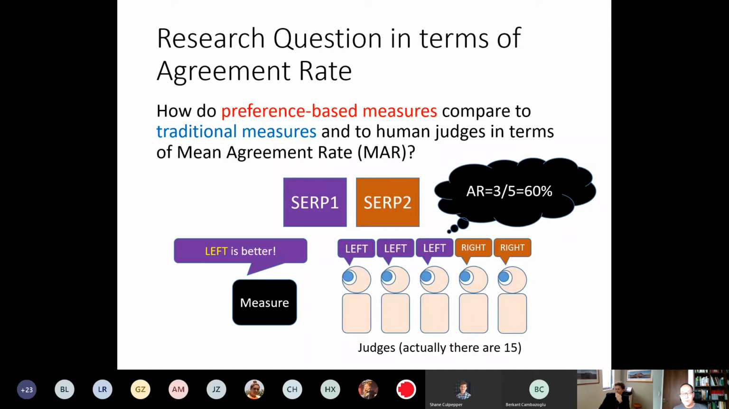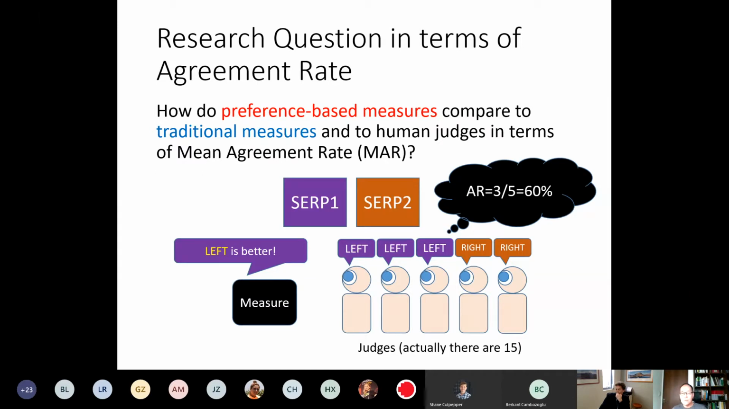The evaluation framework is pretty simple. It's basically similar to what Mark and his colleagues did in the SIGIR 2010 paper. So in this diagram, you can see that this measure in black says SERP 1 is better than SERP 2. Now we have the gold data based on real people. I actually have 15 people for every SERP, but for simplicity, I just drew 5 people. Now, in this example, the agreement rate of this evaluation measure is 60%, right? So I actually have 15 people per SERP, but this is the way I compute the agreement rate.